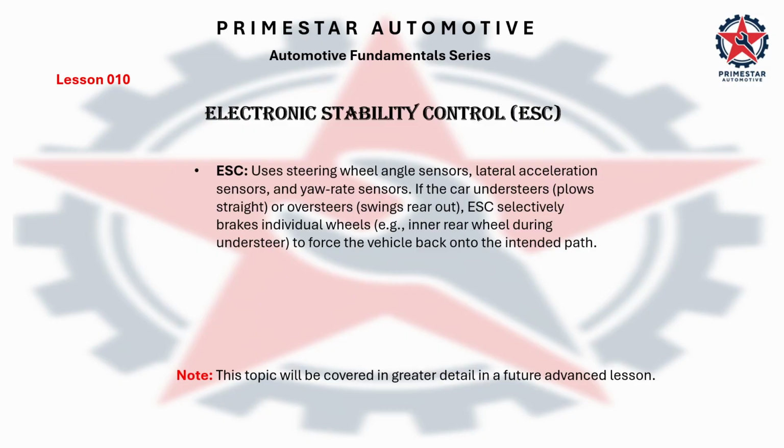Electronic Stability Control, or ESC. ESC uses steering wheel angle sensors, lateral acceleration sensors, and yaw rate sensors. If the car understeers, plowing straight, or oversteers, swinging the rear out, ESC selectively brakes individual wheels, for example the inner rear wheel during understeer, to force the vehicle back onto the intended path. Note, TCS and ESC will be covered in greater detail in our future advanced lesson.